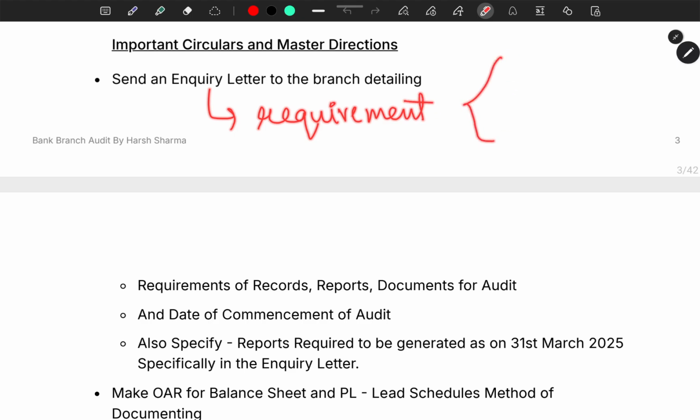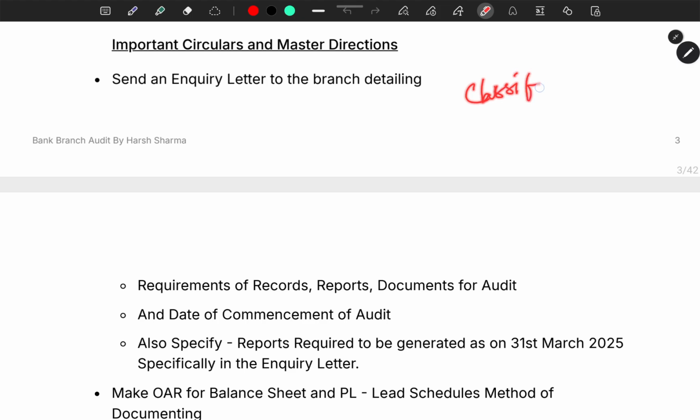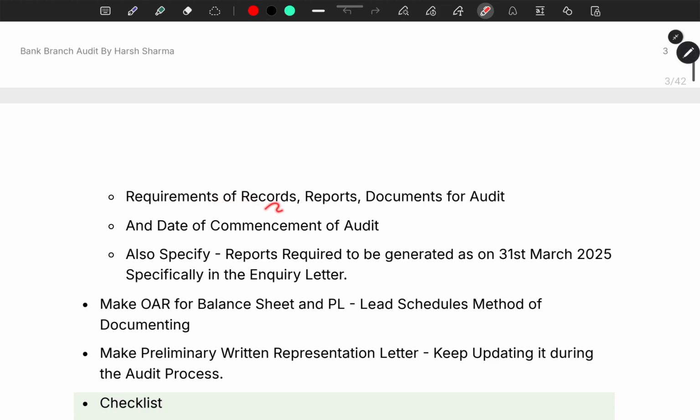So this may include a preliminary list of accounts, your previous year reports of EDP audit, branch audit, internal inspections. It could be your trial balance. It could be classification of advances. It could be any reports. You can ask for anything at this point, because once the EL is signed, they have agreed to provide you any information that you may require for conducting a smooth audit. These will include a requirement of records, reports, documents for audit.